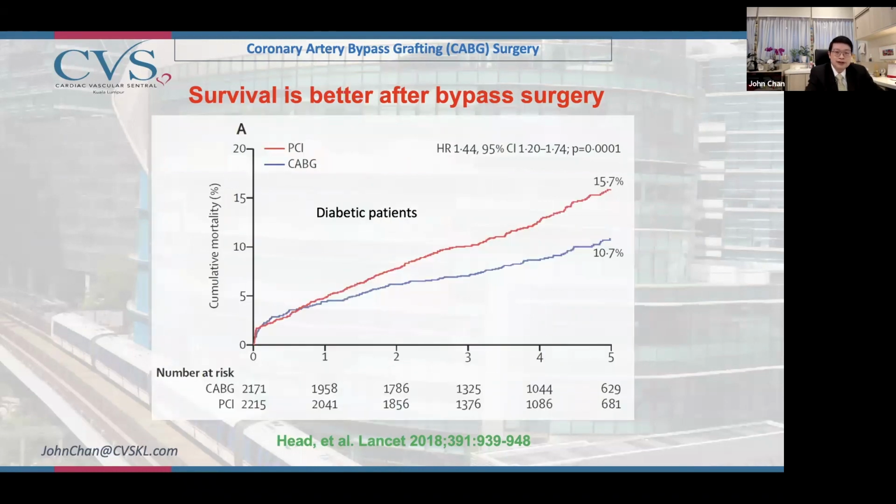And the differences are even greater in patients who have diabetes. As we can see in this study involving 4,000 patients. So these are patients with multivessel coronary artery disease who are diabetic. And you can see here that at 5 years, those who had bypass surgery, less of them had died compared to those who had stents. So survival is better after bypass surgery, and this is even more evident in patients who are diabetic.